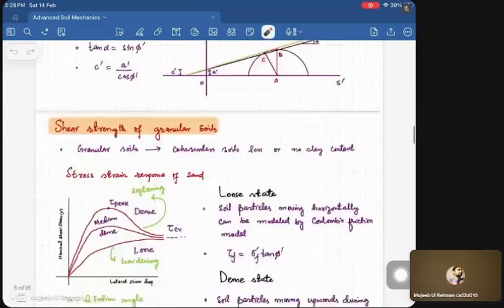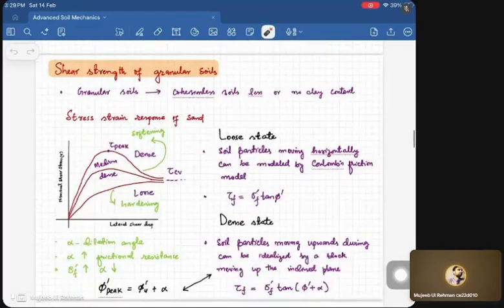Now we will move towards the shear strength of granular soils. Granular soils generally refer to cohesionless soils which have little or no clay content, correct? So there will be no cohesion between the particles.